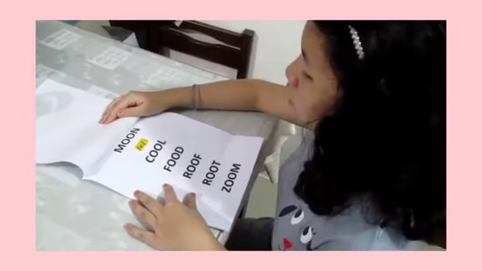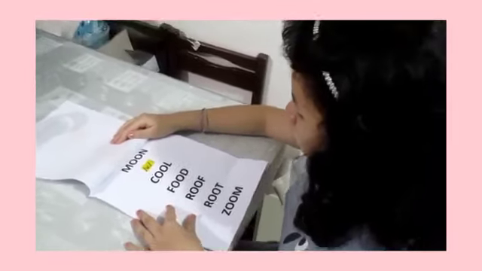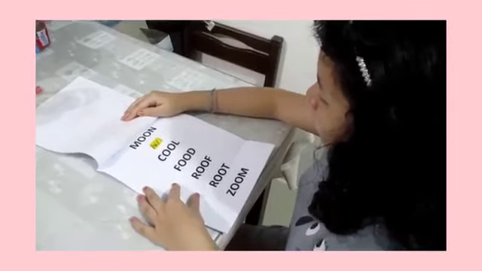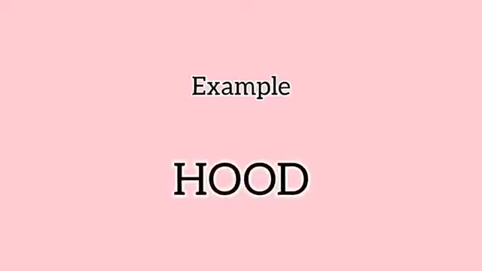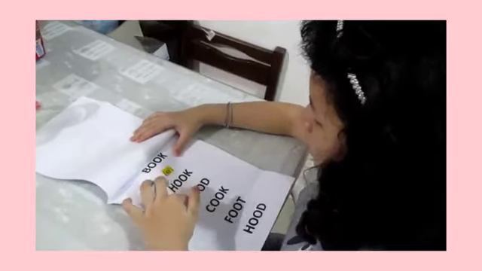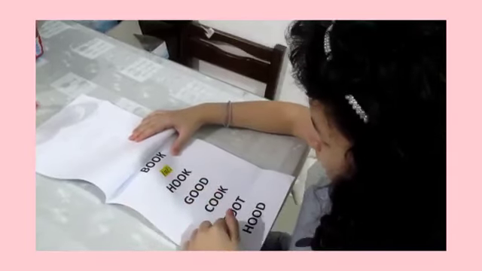Moon, cool, food, roof, root, zoom. Here are some words with vowel pair OO that have the same length as heard in book, or short OO sound. Book, hook, good, cook, foot, hood.